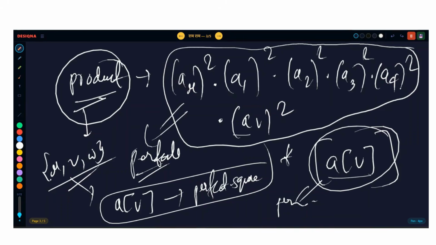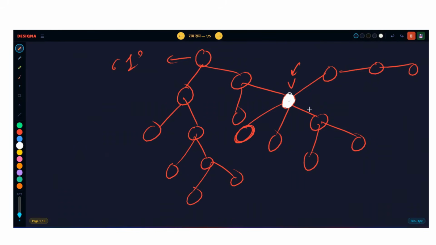Now guys, I am totally changing the question. Let's say this is my node V, and let's say A of V is 9. Guys, A of V is 9. It means you are allowed to calculate the triplets.